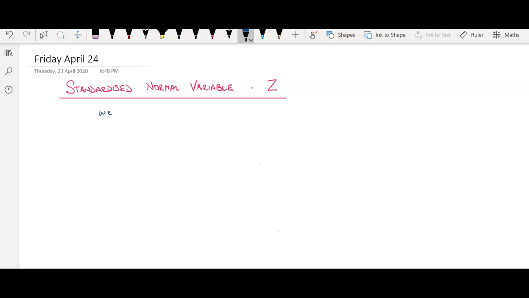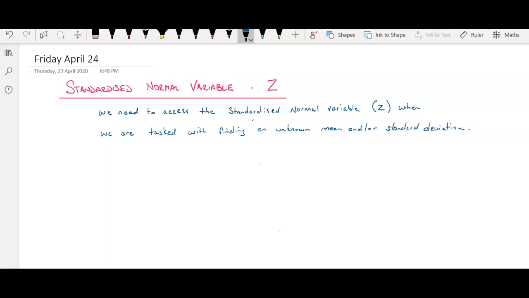So when we want to find the mean and or the standard deviation, then we need to access what's called the standardized normal variable. Let's leave it at that for the moment, because you don't know what it is at this stage. So we need to pose a problem in order to tease this kind of idea, this object, tease it out a bit.